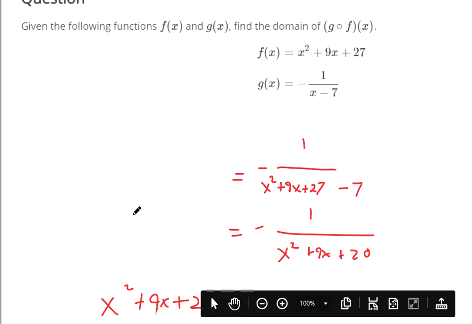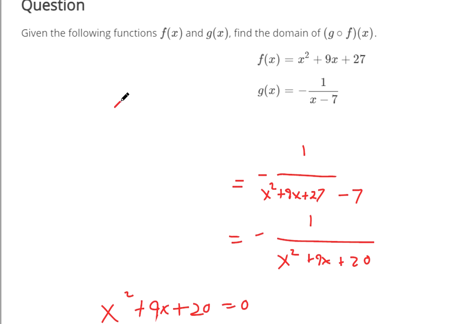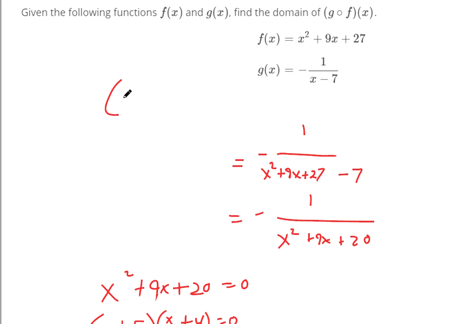So the domain for the composite is, we got to exclude two things: negative infinity to negative 5, union negative 5 to negative 4. We're going to stop at negative 4 because that's another value that's got to be excluded. Then negative 4 to infinity.